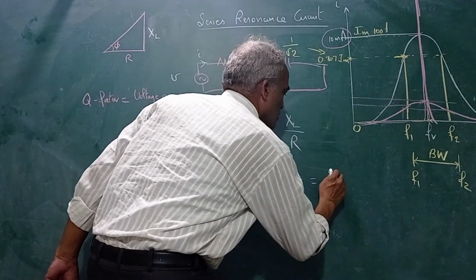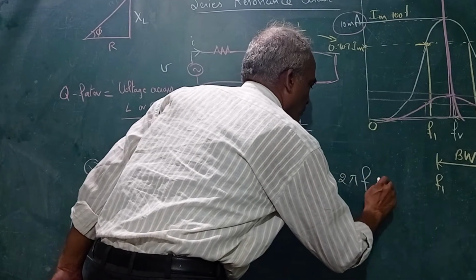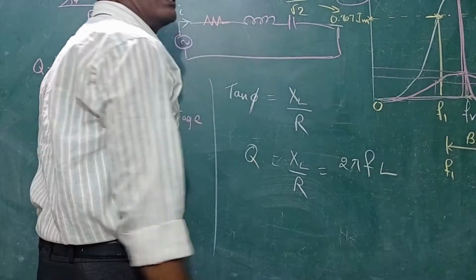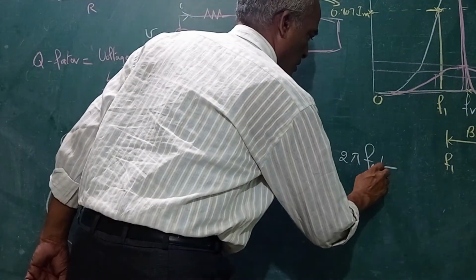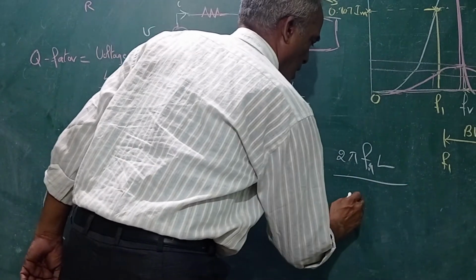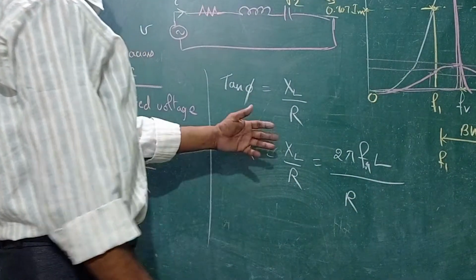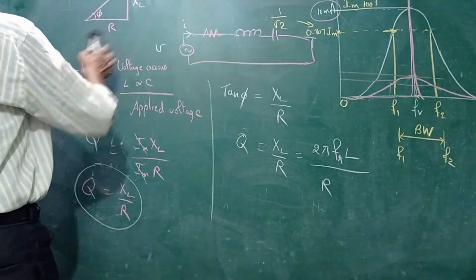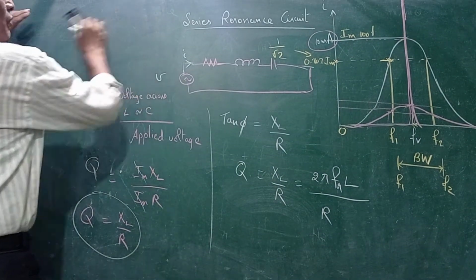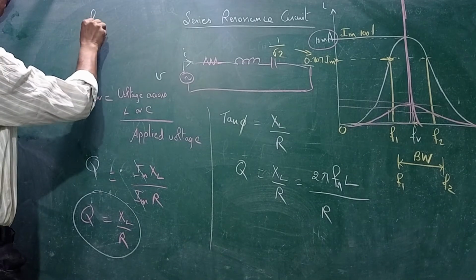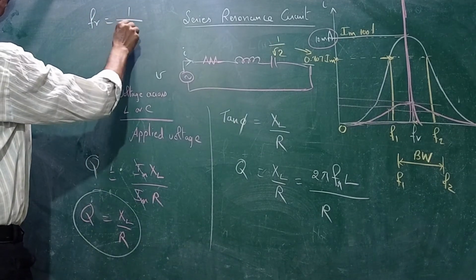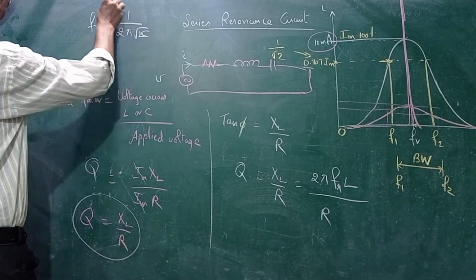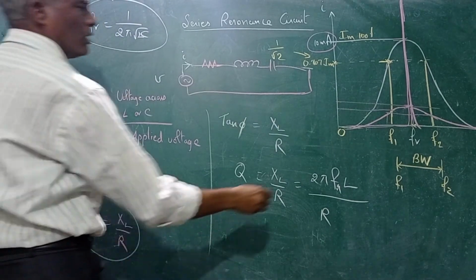So to find out XL, we have 2 pi FL. So XL is 2 pi FL. This F is nothing but the resonant frequency of the circuit. So I will replace it by FR, divided by R. Now we already know that FR is equal to 1 by 2 pi root LC. This is the resonant frequency. So that value you substitute here.